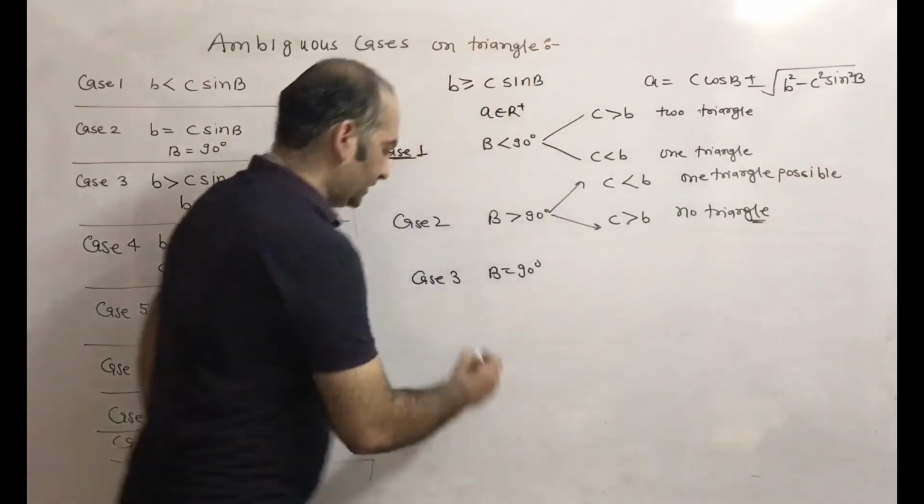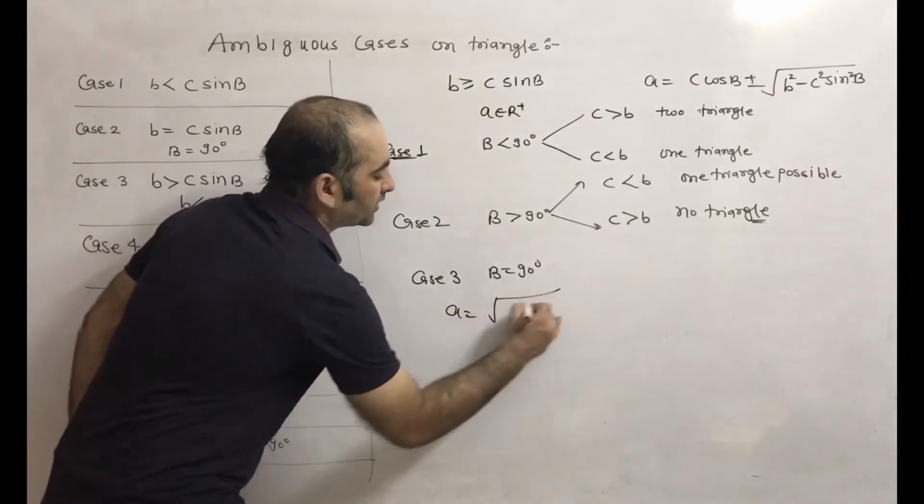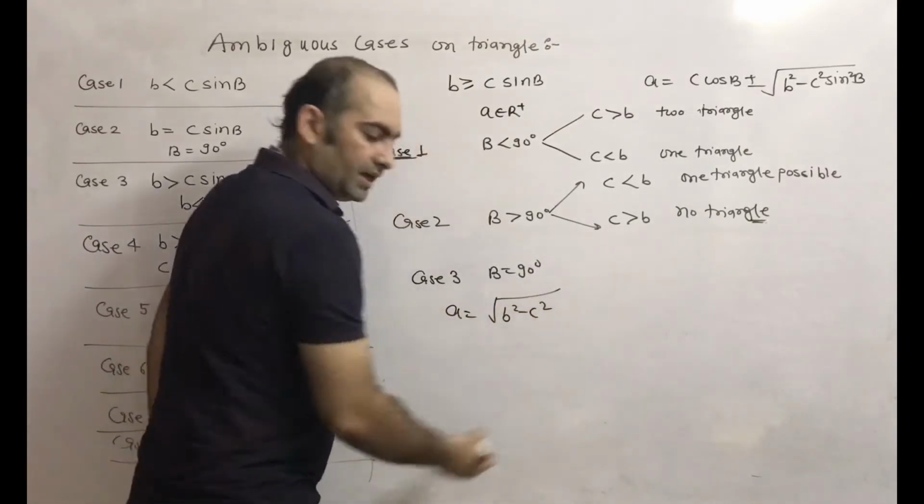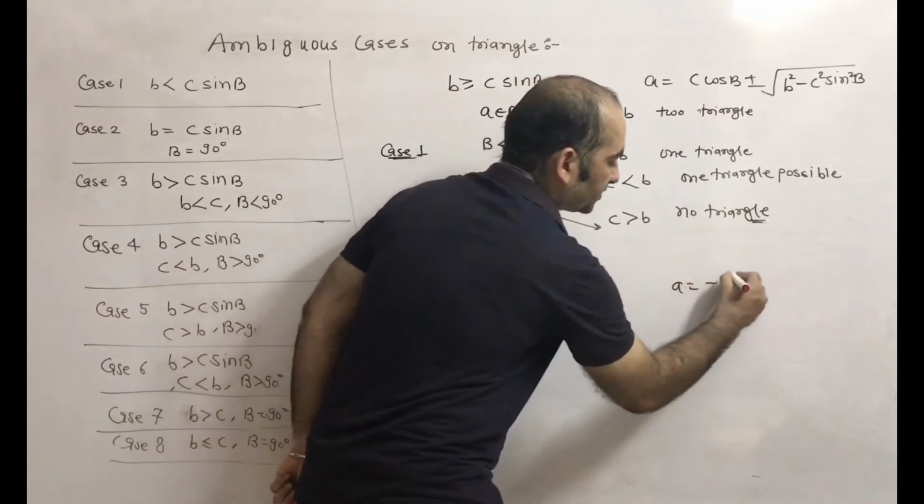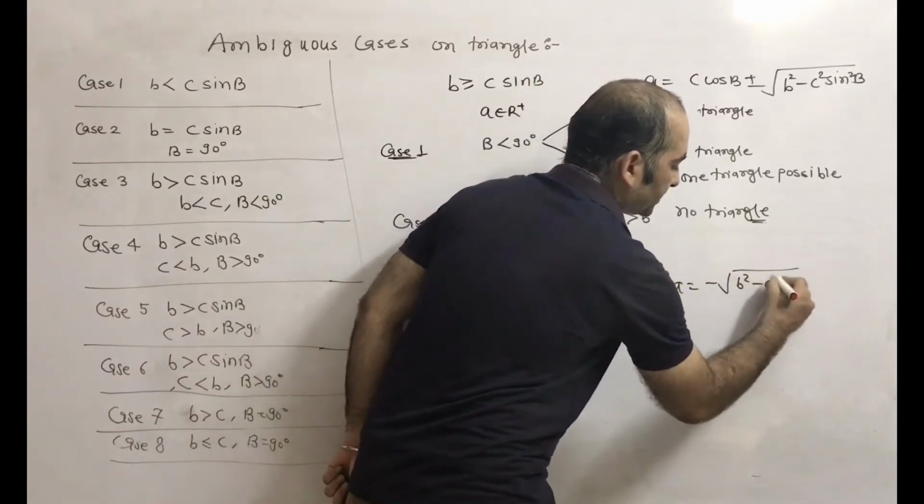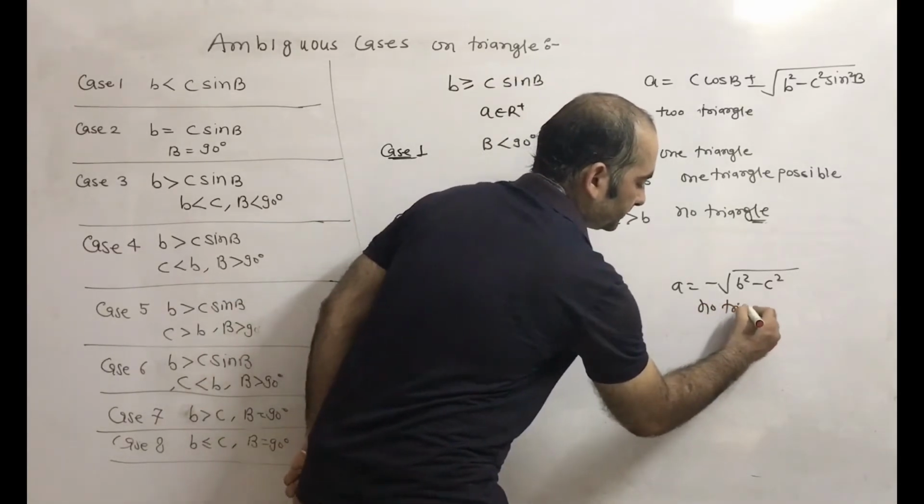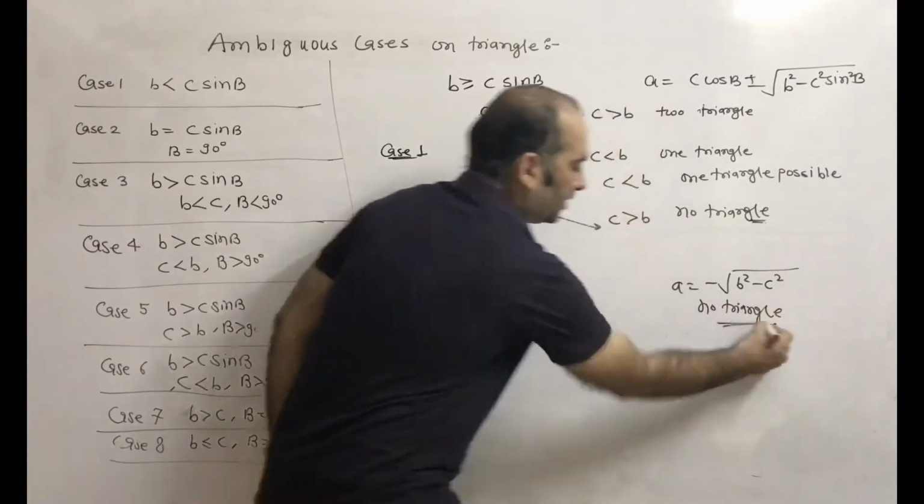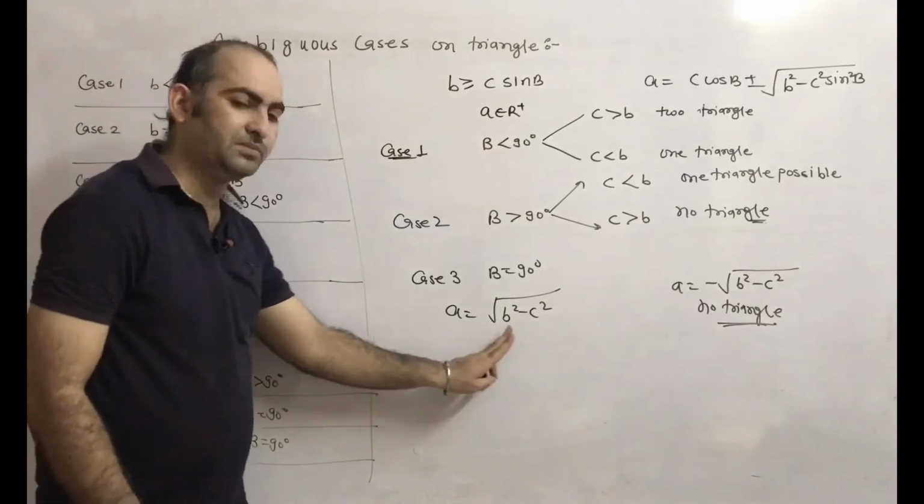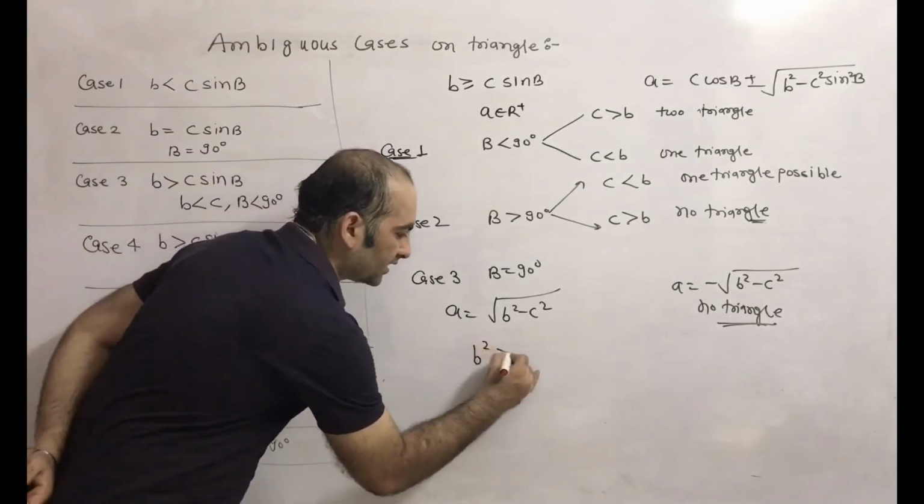So what will come? a equal to root over b square minus c square, another is a equal to minus root over b square minus c square. In this case, no triangle. Okay, in this case, a triangle is possible if b square is greater than c square.